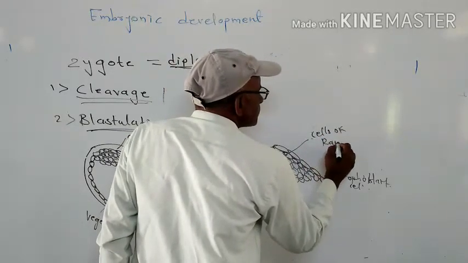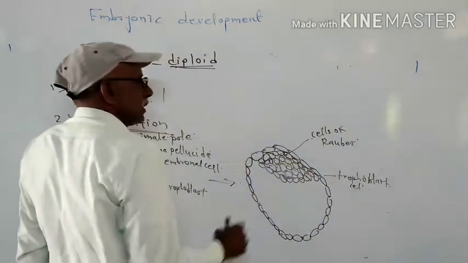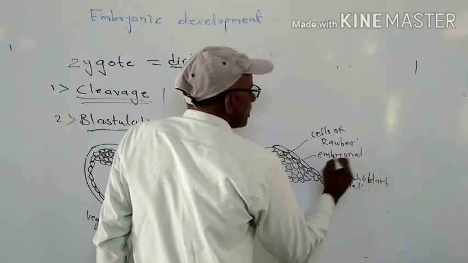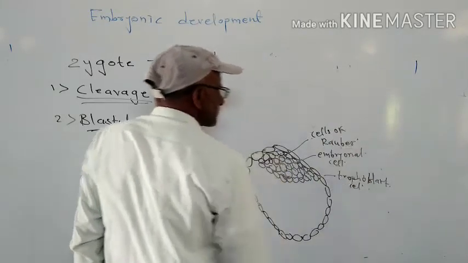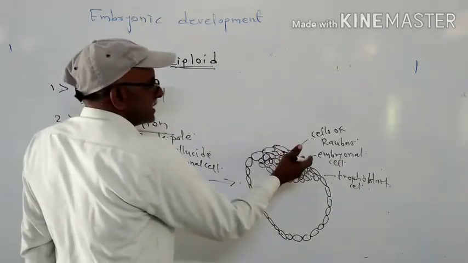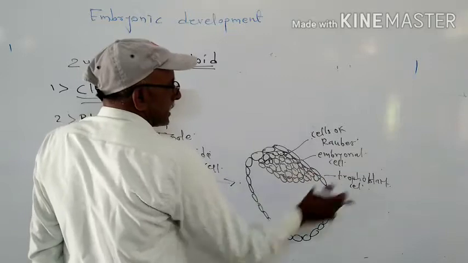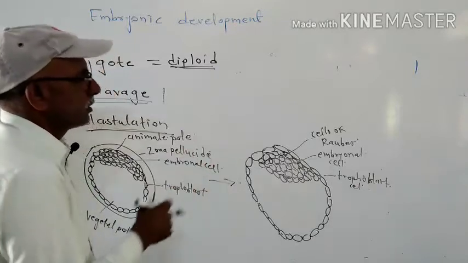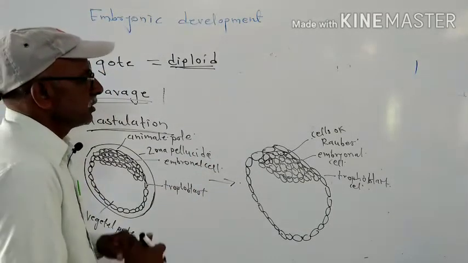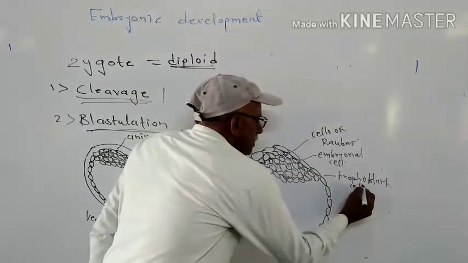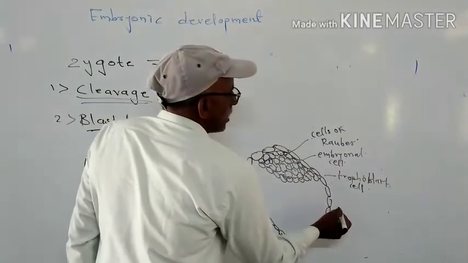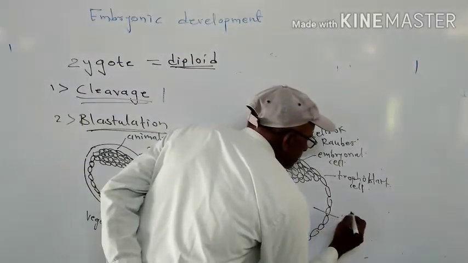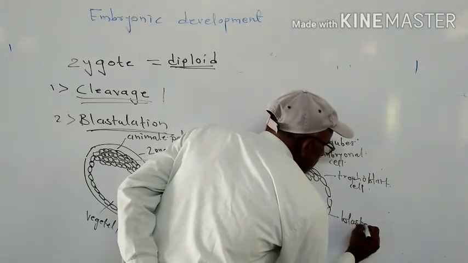Cells of Rauber. Embryonal cell, or it is also called embryonal proper. And the cells opposite to these are called hypoblast cells. There is no need of learning this, we do not have that structure in our textbook. So these are the trophoblast cells, the outer layer. Due to the uterine milk, this cavity is formed, that is called what? Blastocele.